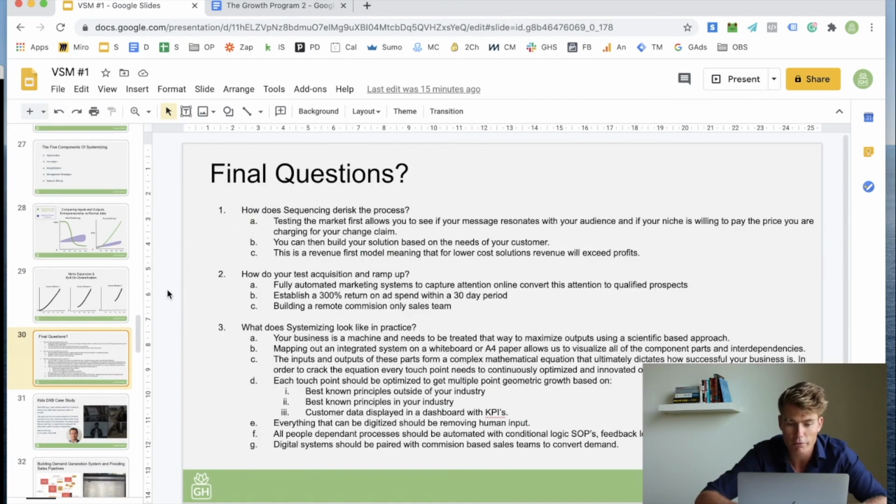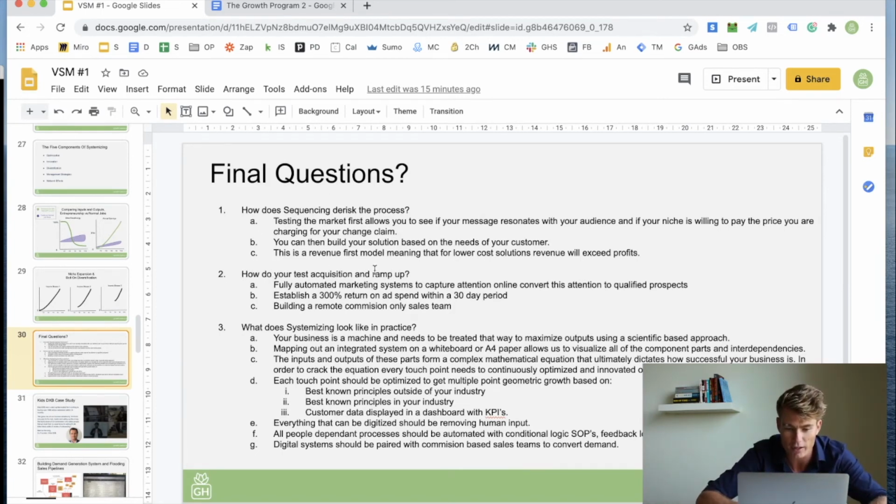So some final questions on this, guys. How does sequencing de-risk the process? Just to reiterate again, by going out to the market at low cost when our solution isn't built, this allows us to validate our idea. That is how we de-risk through sequencing, okay?